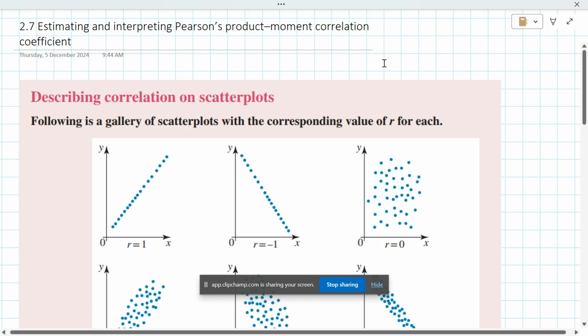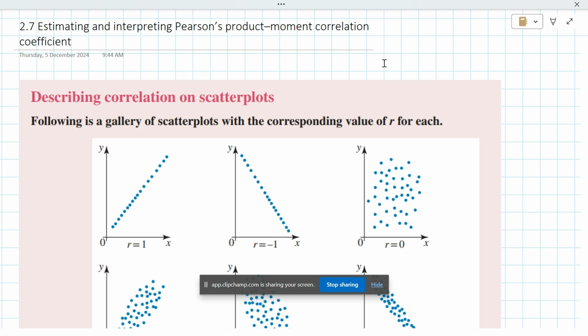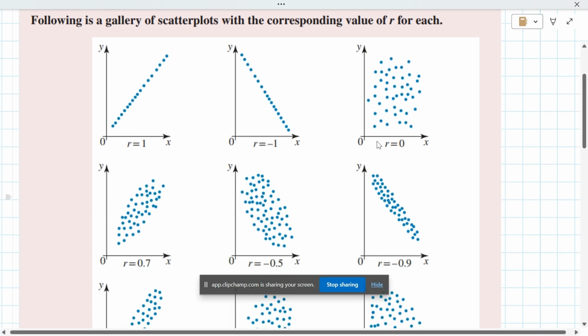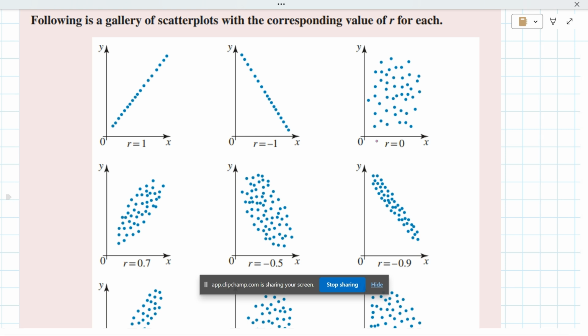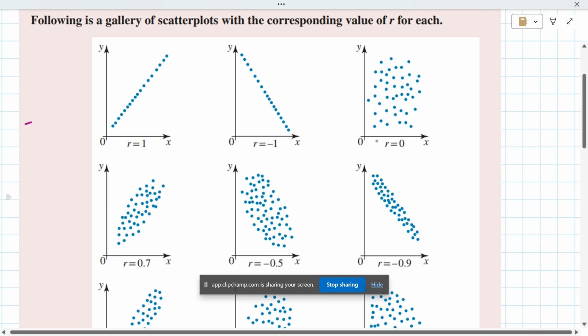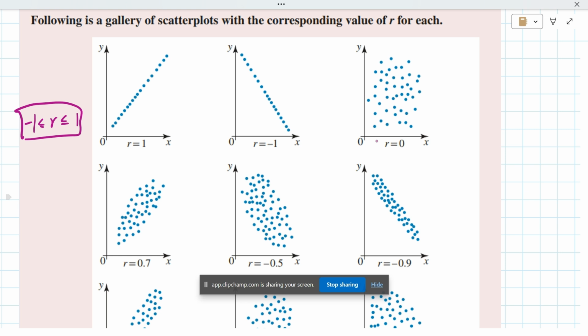Today we're going to talk about the Pearson correlation coefficient. So what we do is describe the correlation on scatter plots. Here are some examples of what your R values equal. Remember, R always ranges from -1 less than or equal to R less than or equal to 1. So this is the range in between.